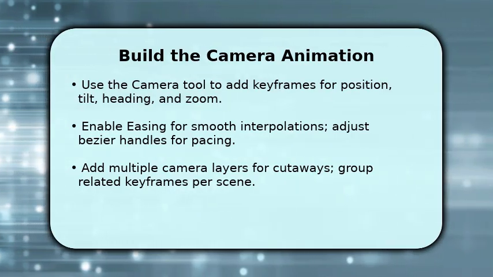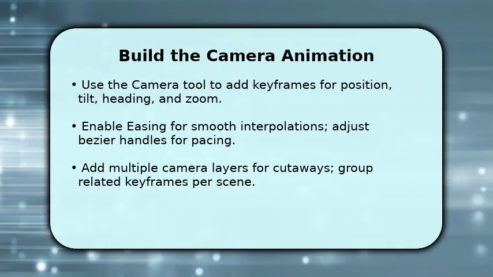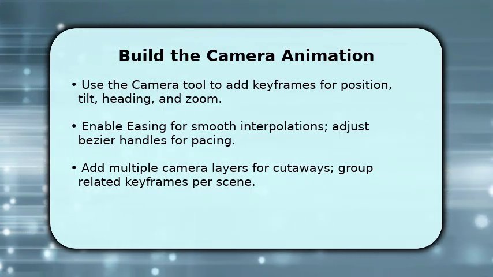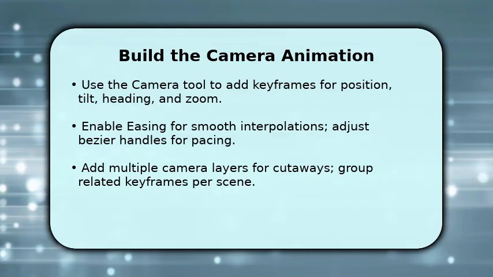Once done, switch easing on each keyframe so movements accelerate and decelerate naturally, and tweak Bezier handles to avoid robotic motion. If you need close-ups, add a second camera layer and cut to it. Group keyframes into scenes to keep things organized.